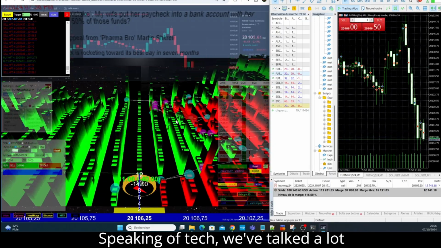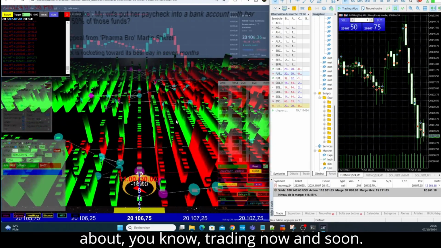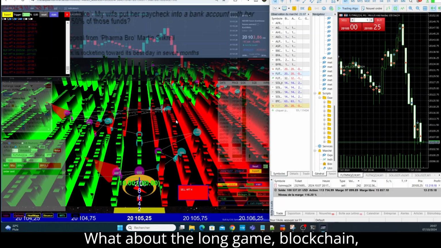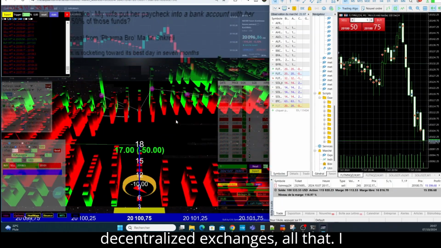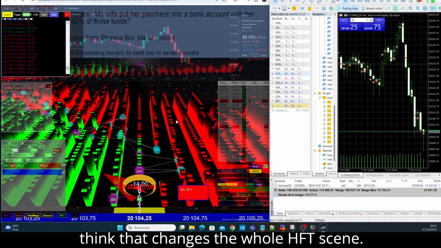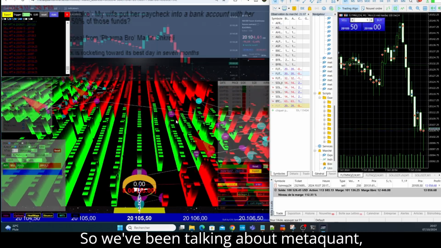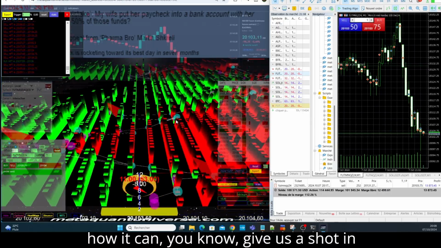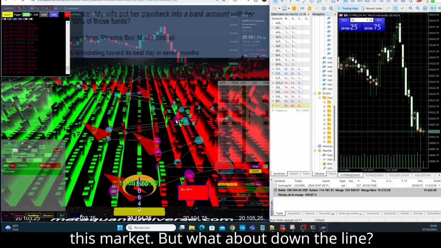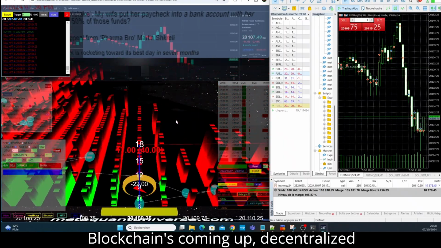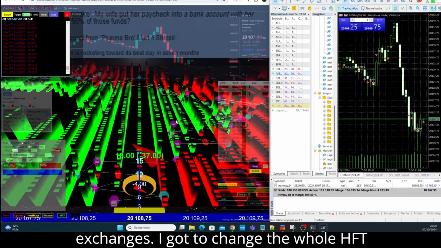But speaking of tech, we've talked a lot about trading now and soon. What about the long game? Blockchain, decentralized exchanges, all that. I think that changes the whole HFT scene. So we've been talking about MetaQuant, how it can give us a shot in this market. But what about down the line? Blockchain's coming up, decentralized exchanges. It's got to change the whole HFT game, right?